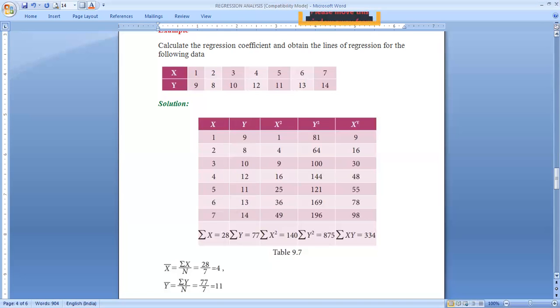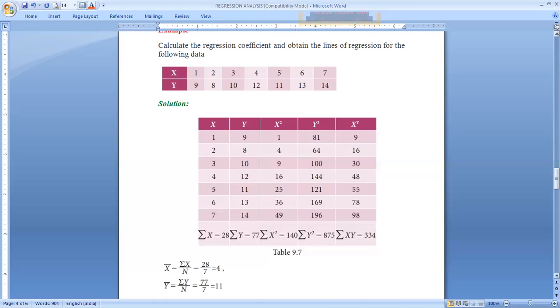The values of xy, the product xy, is given by 9 into 1 is 9. In the same way, it becomes 16, 30, 48, 55, 78, 98. So these are the values of xy. And now at the bottom we have to find their summation.